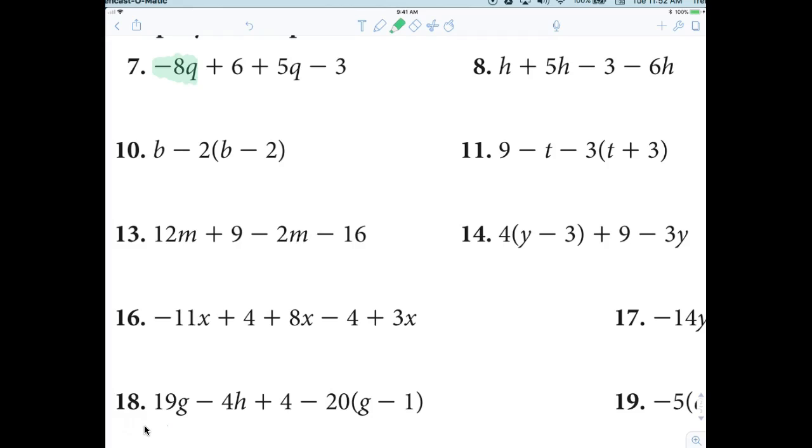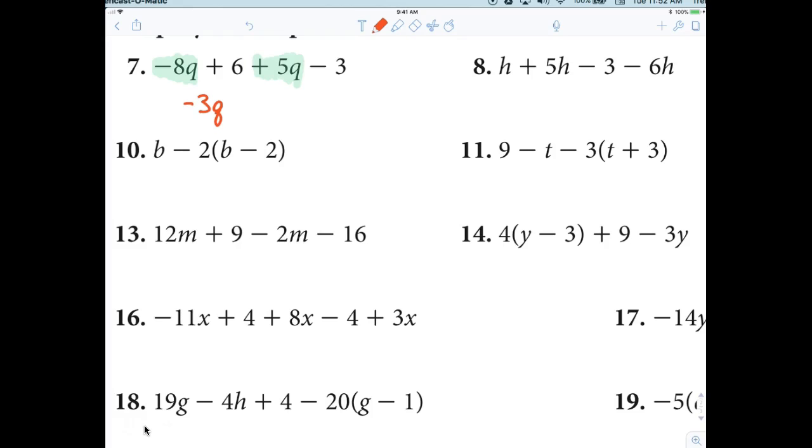-8Q. What? I have -8Q. You hear me? Then I have what? -5Q or 5Q? I have 5Q. So if I have -8Q and I have positive 5Q, that's correct, guys. It's that easy. That means -3Q.